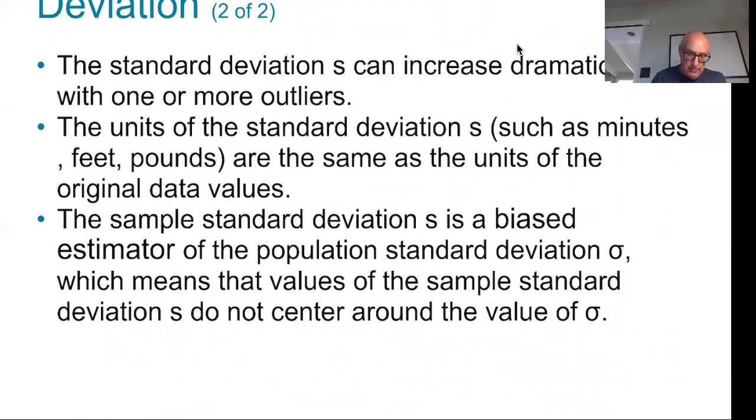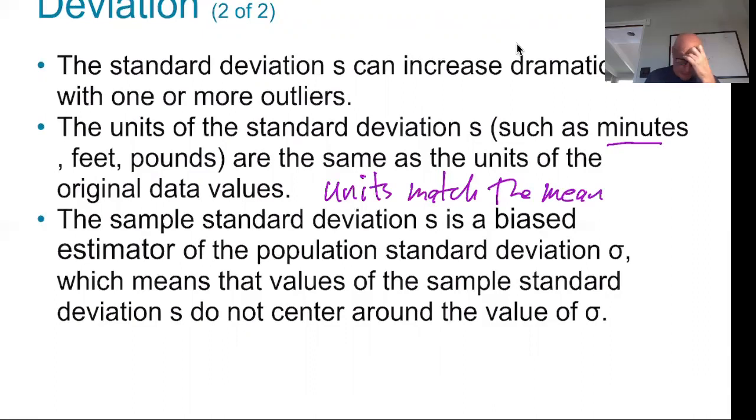Units are the same as the original data value, so the units match the mean. But it's not resistant to outliers. So it's a biased estimator. We'll worry about that later when we're working with standard deviation and variance. We have to make sure of some criteria before we can do some tests.